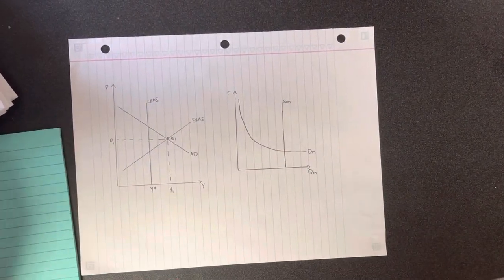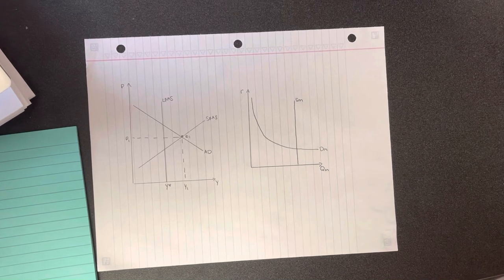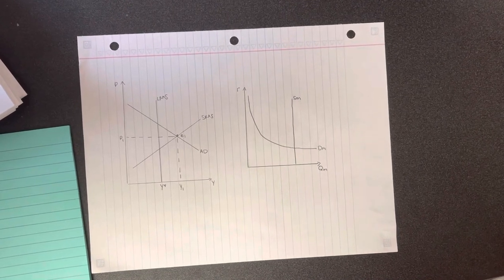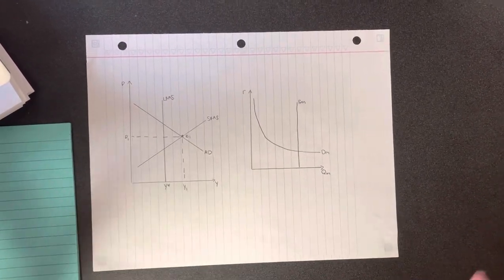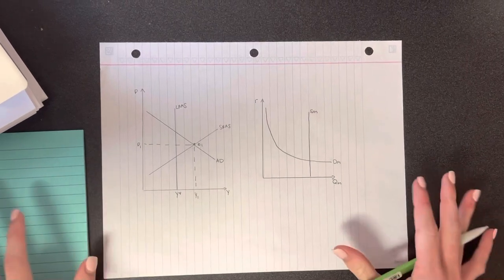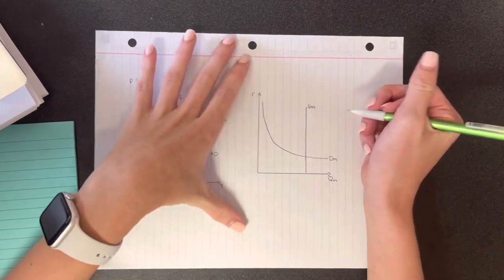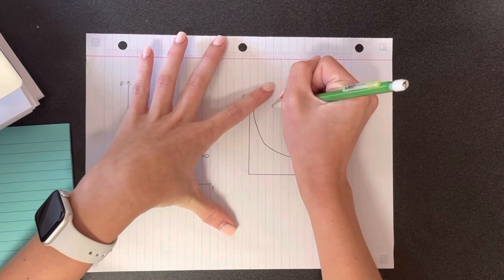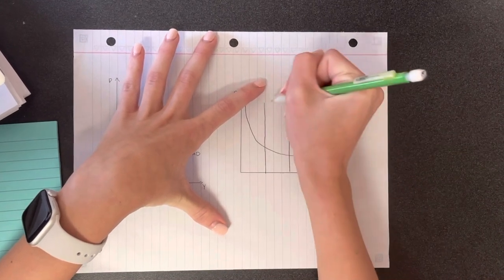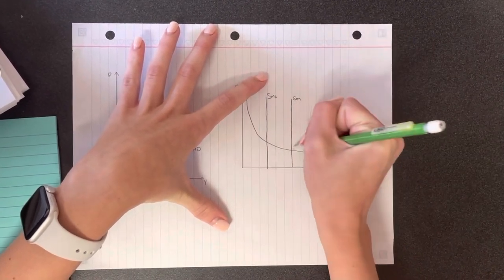So next I'm going to be showing what contractionary monetary policy would look like. An example of contractionary monetary policy would be an increase in the discount rate. So if I increase the discount rate, the supply of money is going to decrease. So I'm going to move the supply of money this way and have my new supply of money two.